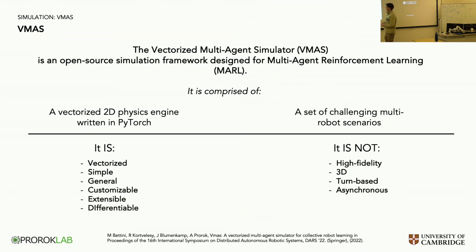Then simple, general, customizable. The idea is that you can implement your own scenario or play with the existing ones, and also differentiable. And it is not high fidelity, so the scope of the simulator is to simulate high-level multi-robot tasks. We don't care about simulating each of the joints with NVIDIA or Unity level accuracy, but we're more interested in the collective decision-making problems. It's not 3D, it's not turn-based, and it's not asynchronous. It's just important to know what it does not do.